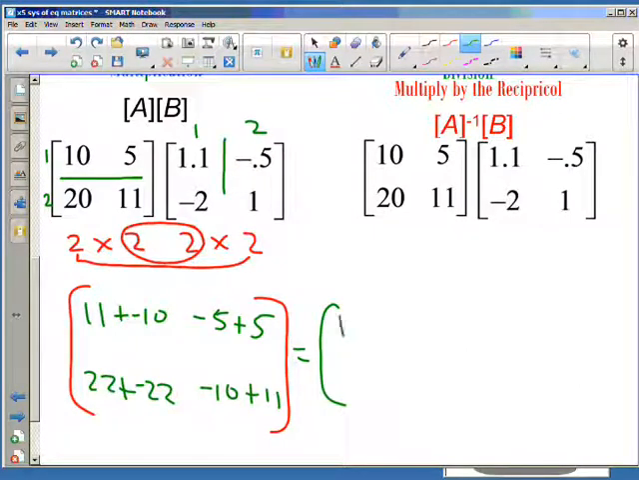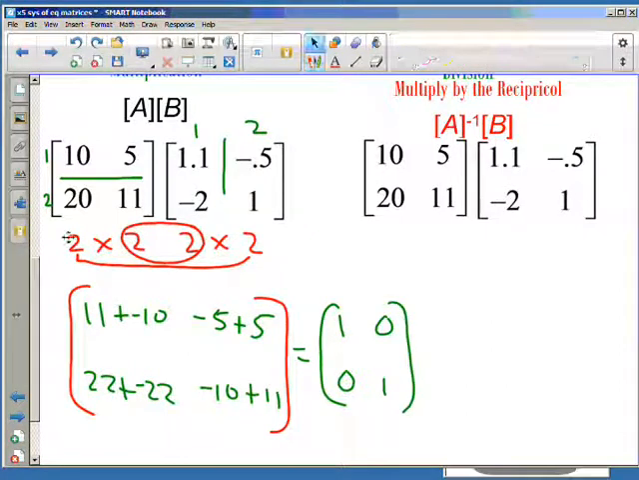11 minus 10 is 1. Negative 5 plus 5 is 0. 22 minus 22 is 0. Negative 10 plus 11 is 1. And we get the identity matrix.